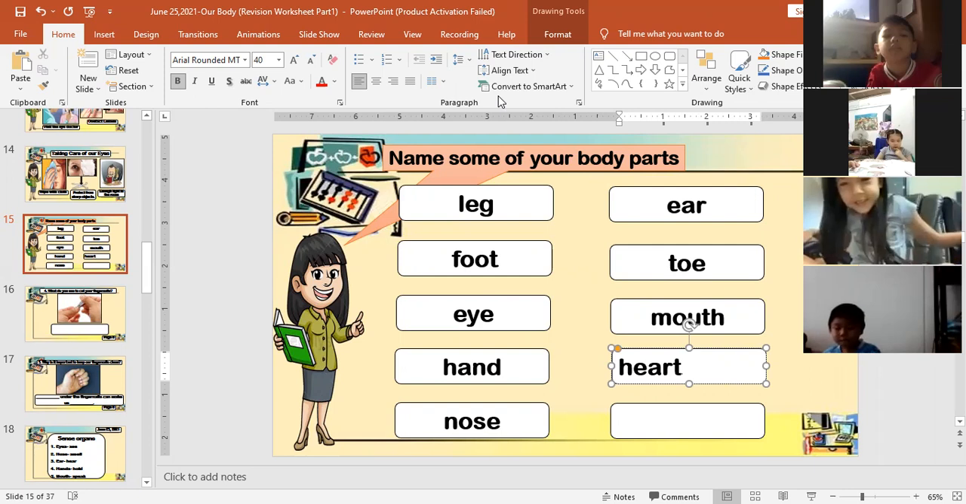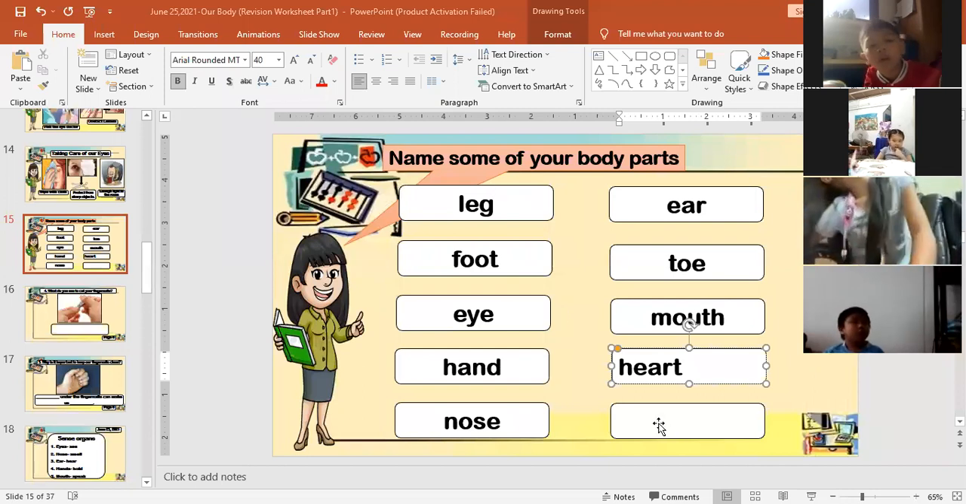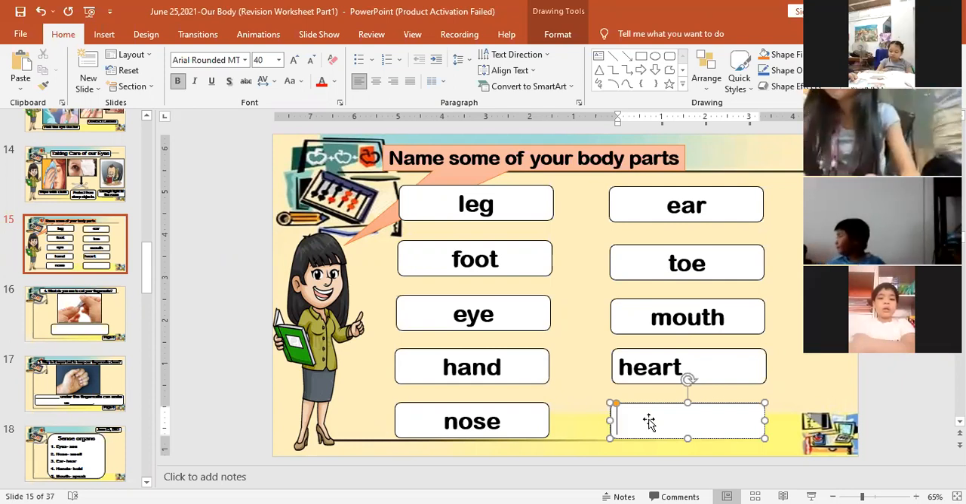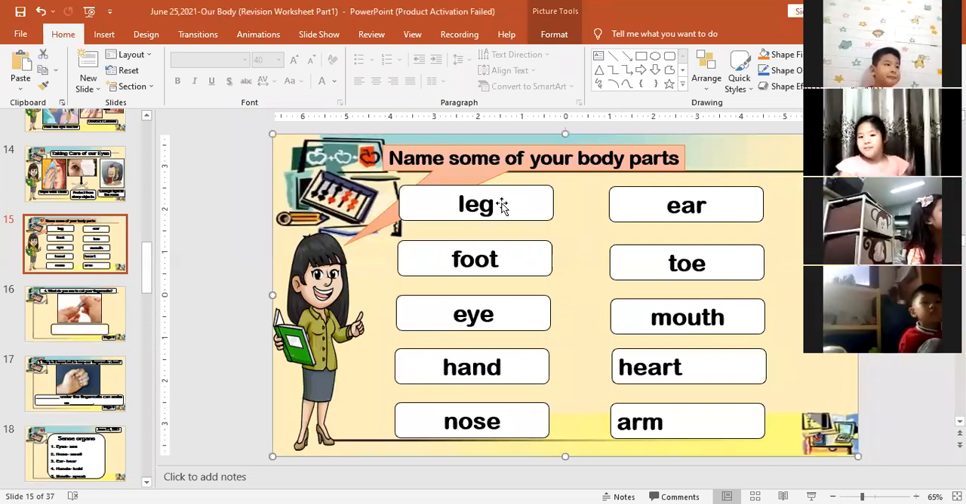Okay, heart. Another one. We have Noreen. Arm. How do you spell arm? A-R-M. Okay, A-R-M. Aside from this one, can you give me another example? Another part of the body.